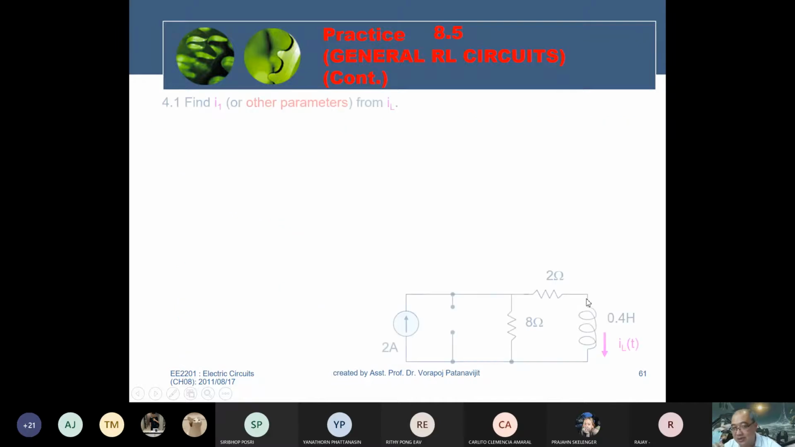If the questions ask you for the other parameters, in the first step, you must determine them. For time less than 0, you can determine them from the original circuit itself. But for time greater than 0, you must determine them from the inductor current instead.